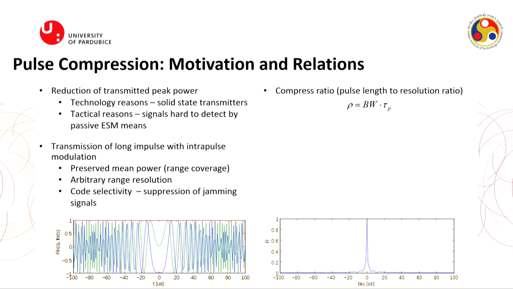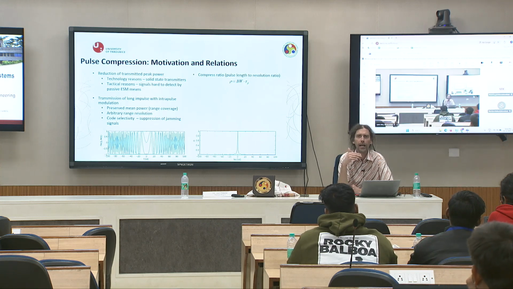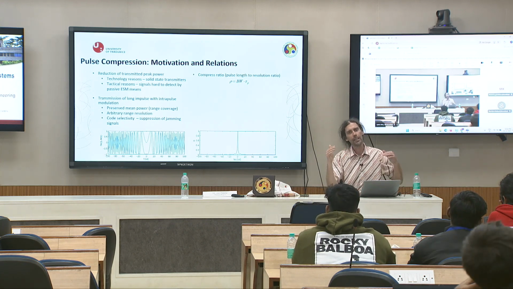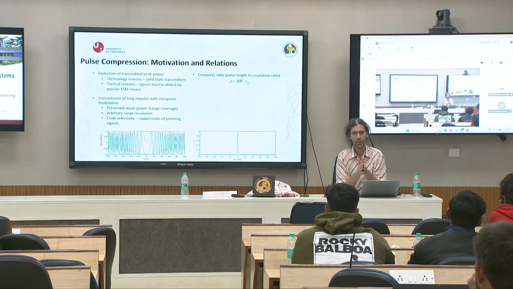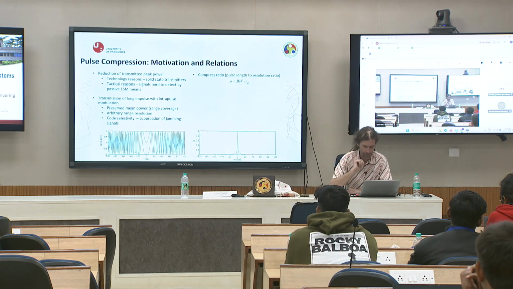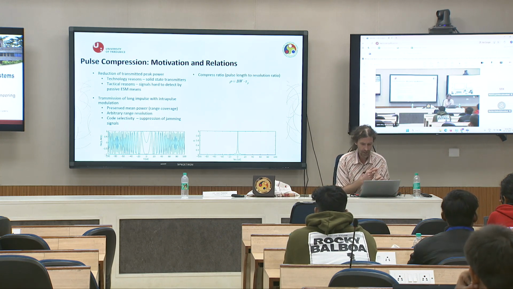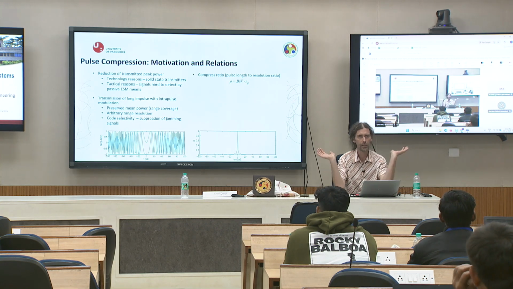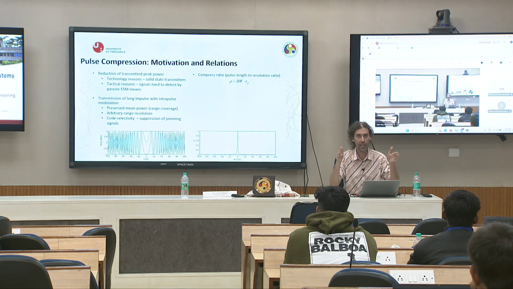So the basic motivation is to decouple peak power from range resolution. A classic short rectangular pulse gives good resolution, but to reach long range we would need very high power. But I don't have this power, or I can't even make such high power. So I need to reduce it, and I will use inner modulation. With pulse compression, you can transmit a long low peak pulse with intra-pulse modulation. So the energy will be the same and the pulse will be long enough.